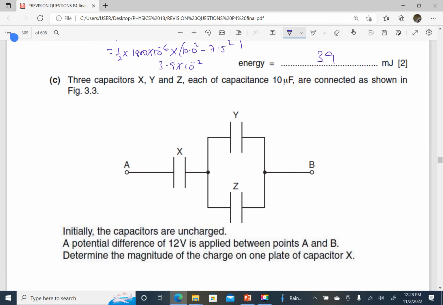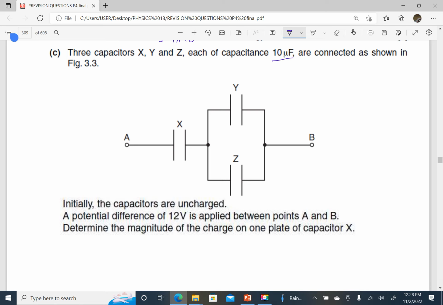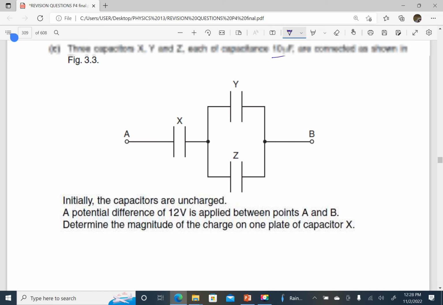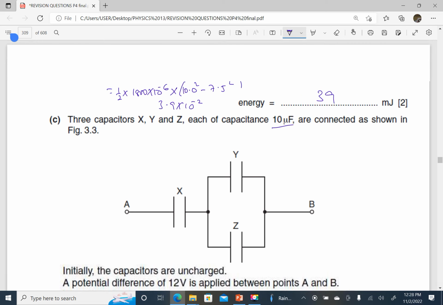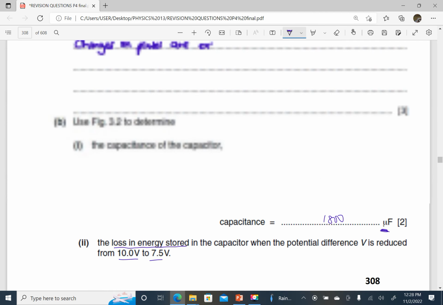3 capacitors X, Y, and Z, each of capacitance 10 microfarads, are connected as shown in the figure here. Initially, the capacitors are uncharged. Okay, I hope they are identical. A PD of 12 volts is applied between points A and B. So between A and B, the PD is 12 volts. Determine the magnitude of the charge on one plate of capacitor X.